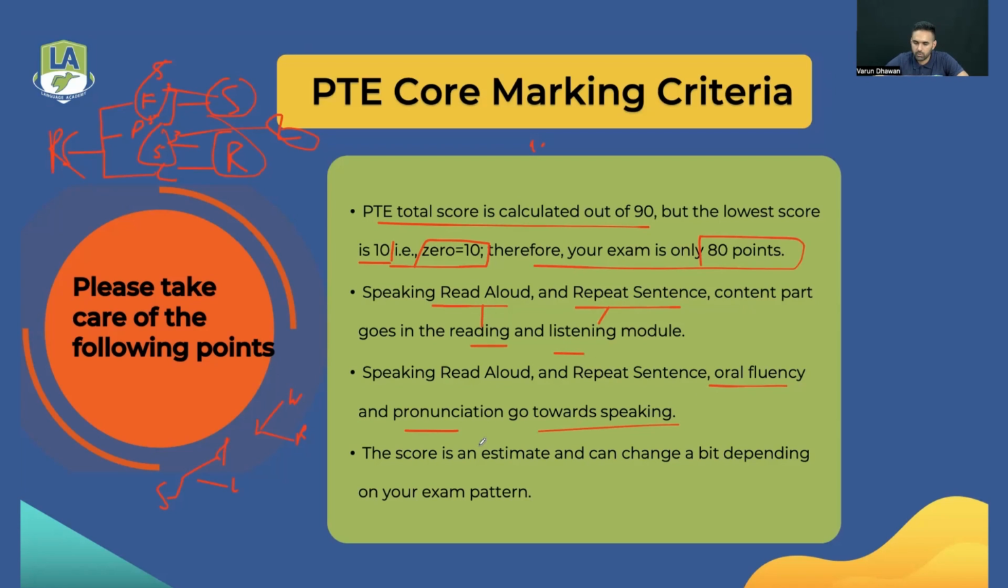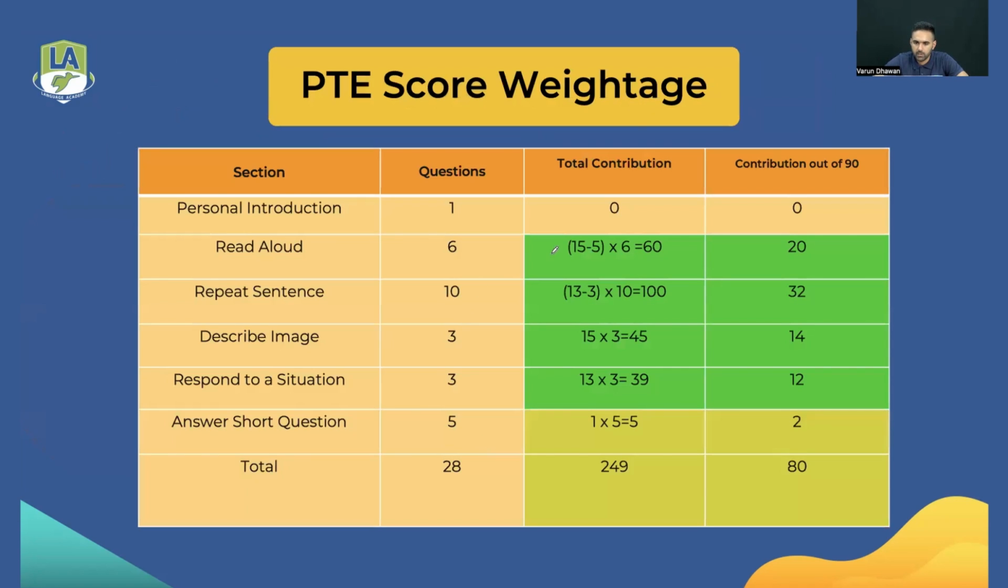The score chart I'm going to give you is just an estimate. It can change a bit according to the exam pattern. Now let's have a look at the speaking module. Speaking will have personal introduction, read aloud, repeat sentence, describe image, respond to a situation, and answer short questions. You'll have one personal introduction, which is not marked, around 6 read aloud, 10 repeat sentence, 3 describe image, 2 to 3 or sometimes 4 respond to a situation, and 5 to 6 answer short questions.